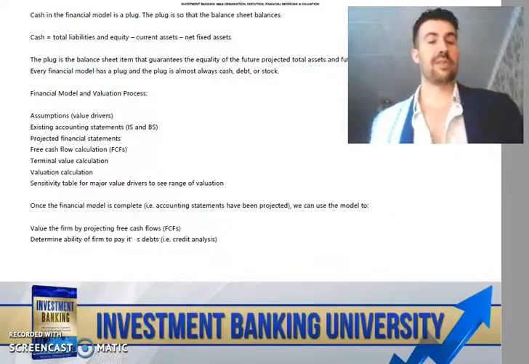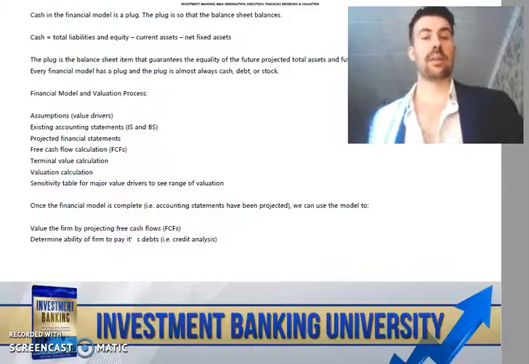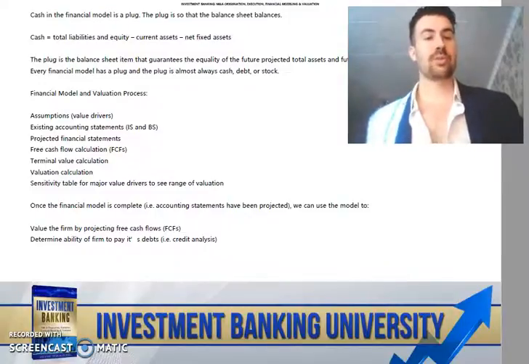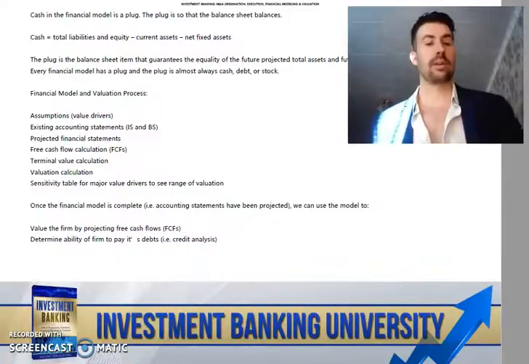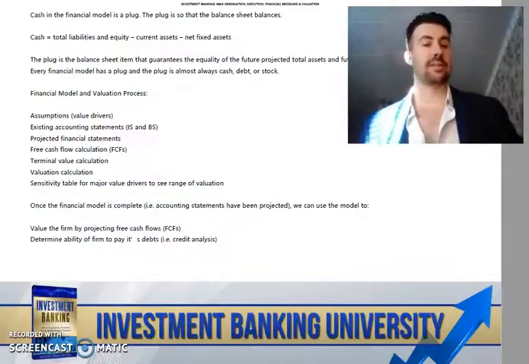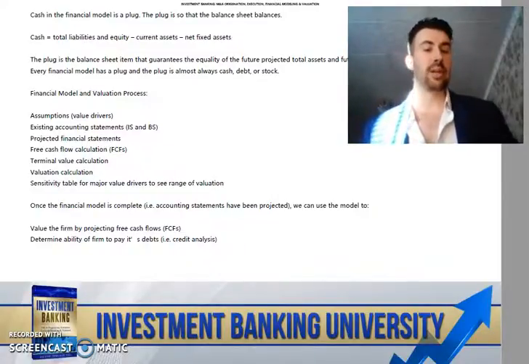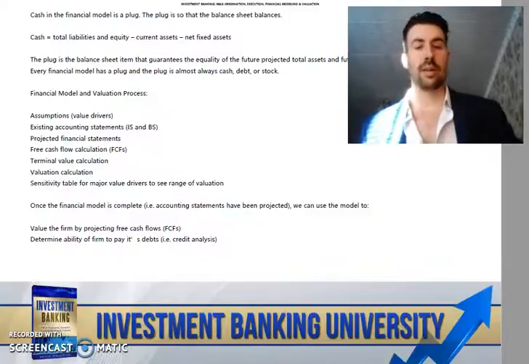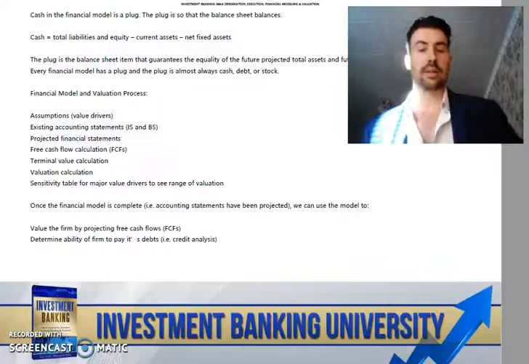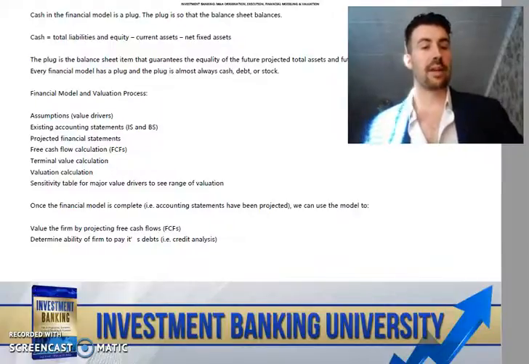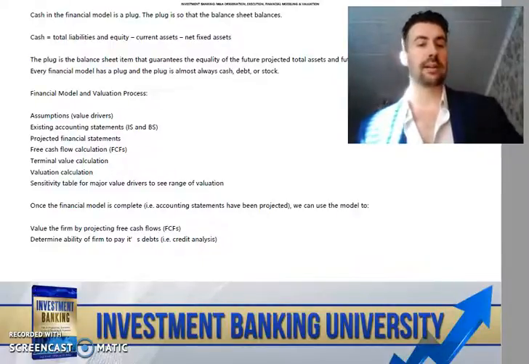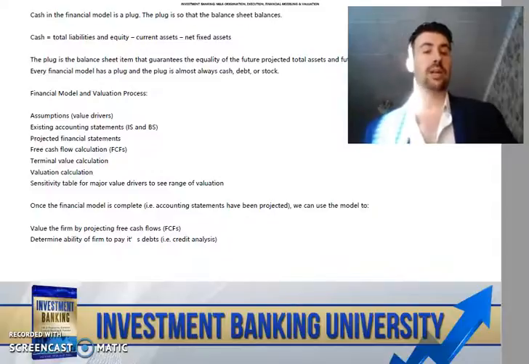Cash in the financial model is a plug. The plug is so that the balance sheet balances. Cash equals total liabilities and equity minus current assets minus net fixed assets. The plug is the balance sheet item that guarantees the equality of the future projected total assets and future projected total liabilities and equity. Every financial model has a plug, and the plug is almost always cash, debt, or stock.